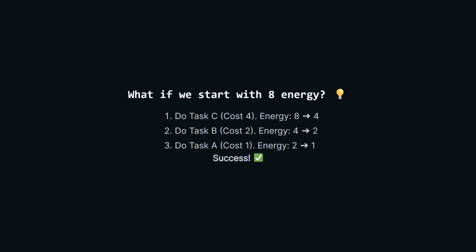We are stuck immediately. But if we start with 8 energy, we can do Task C first. We spend 4, leaving us with 4. That 4 is exactly enough to start Task B. We spend 2, leaving us with 2, which is exactly enough to start Task A. We finish with 1 energy left over, but we successfully completed everything.